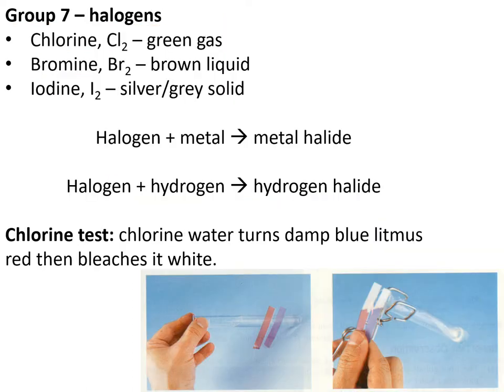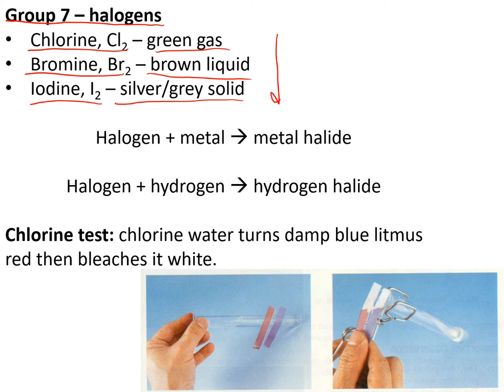Group 7 is the halogens. There are three we need to know about, which is chlorine, Cl2, bromine, Br2, and iodine, I2. There is also fluorine, F2, above chlorine, but we don't need to know about it in so much detail. Now, chlorine is a green gas, bromine is a reddy brown liquid, and iodine is a silvery grey solid. So look at the way they go, gas, liquid, solid. That's because the melting point and the boiling point are increasing as we go down the group.